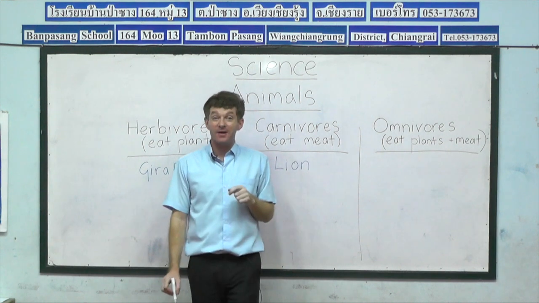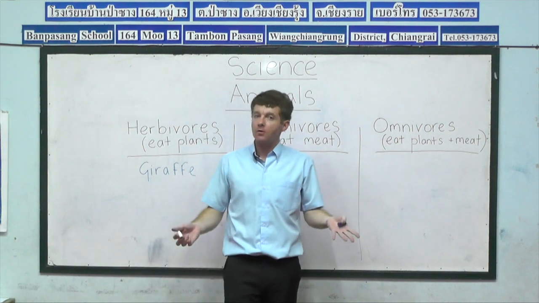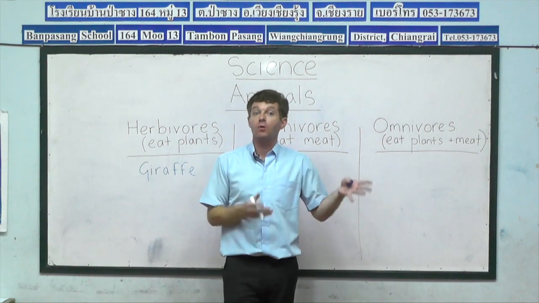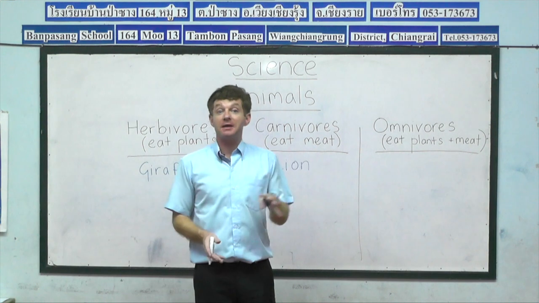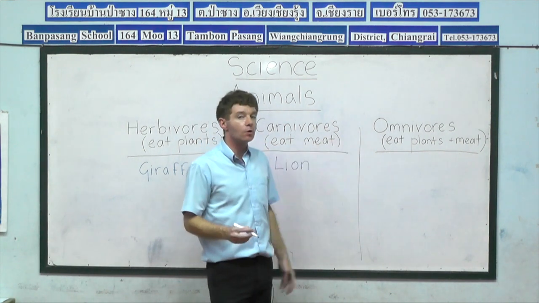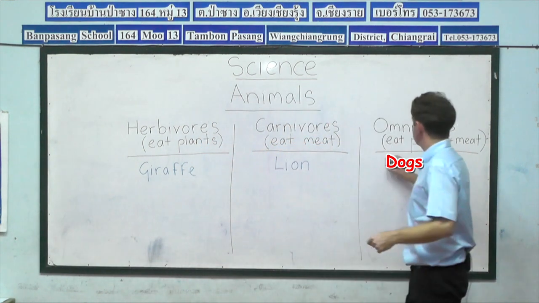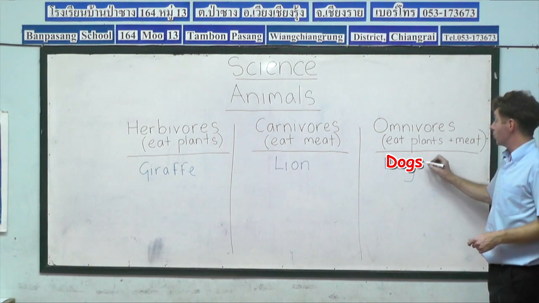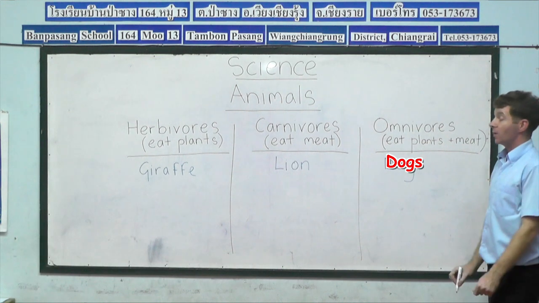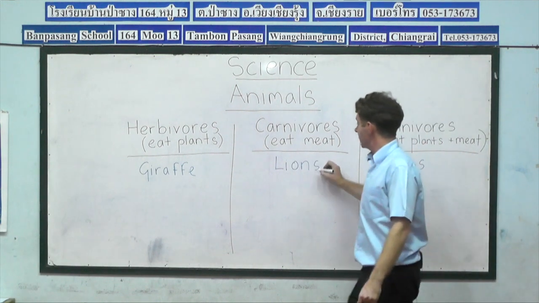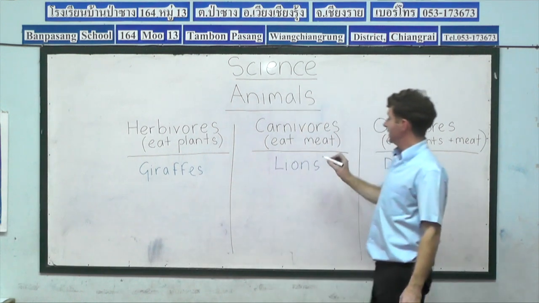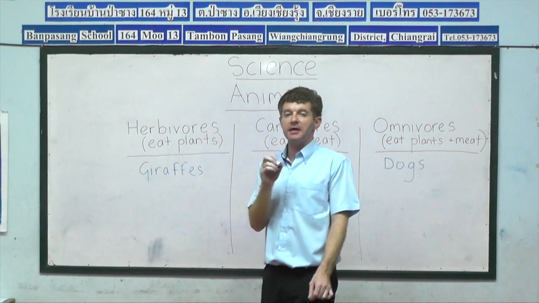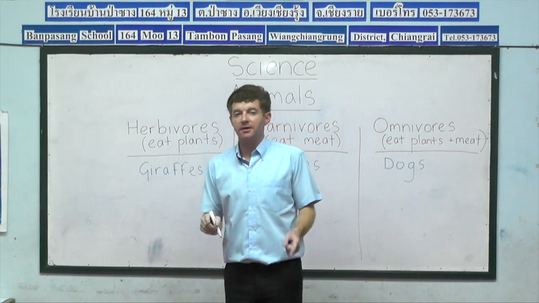Yes. Remember, lots of us have them at home. Dogs. Dogs are happy to eat meat, but if they have to, dogs will also eat plants. So that means dogs are omnivores. And dogs, D, O, G, and the plural form we will use S. Okay? So let's have the plural form for everyone. Giraffes, lions, dogs.